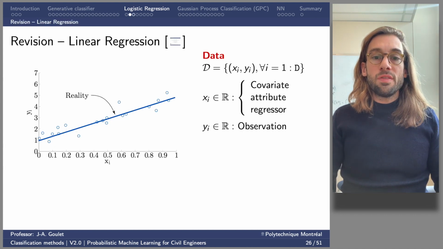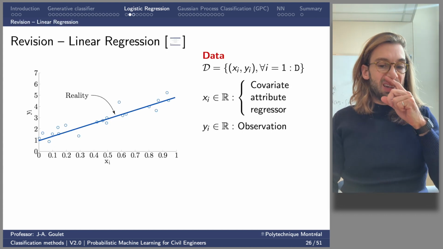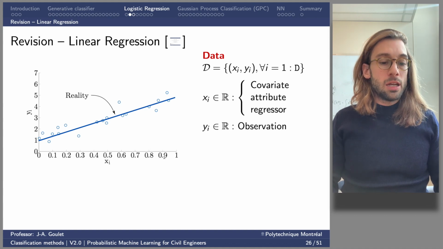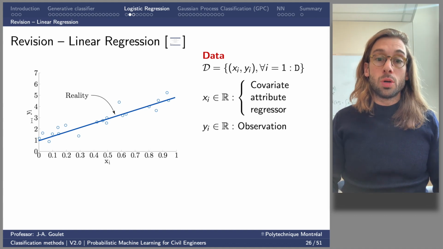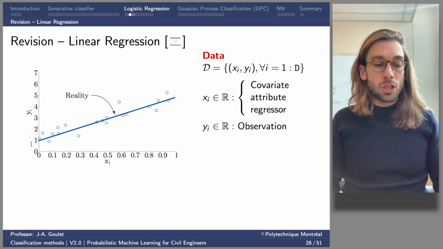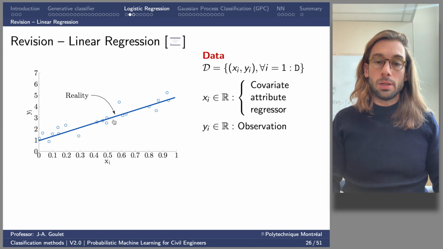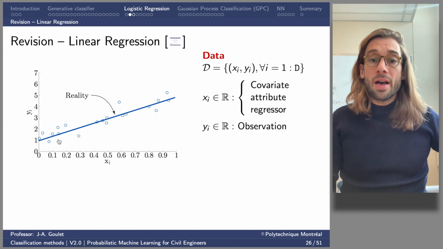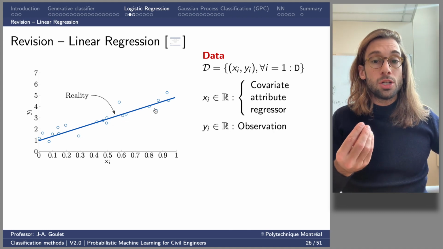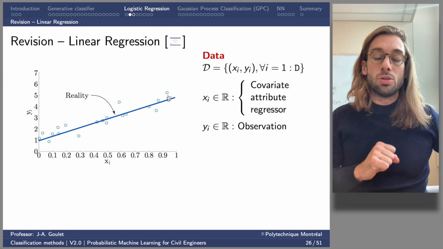So a quick revision of regression. In regression, what we have is covariates, X, which are continuous, and system response, Y, that are also continuous. So we assume that the underlying reality here is a deterministic function, okay? And we have access to some imperfect observation of that reality, where each dot here represents one observation, which is the reality plus observation noise.